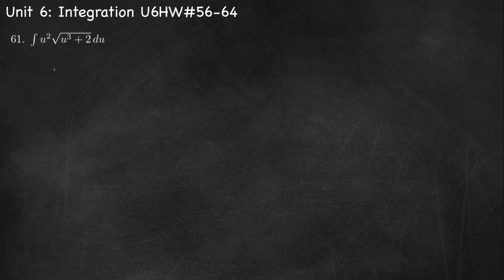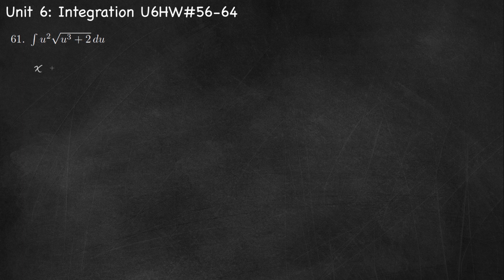Number 61, integrate u squared times the square root of u cubed plus 2 du. Now, I don't want to say let u equal u cubed plus 2. Since this integral starts out with u as its variable, we need to choose a different letter. We can choose x if we want, or you can choose w if you want to choose something different, or really any letter you like. I'm going to go ahead and just choose x.